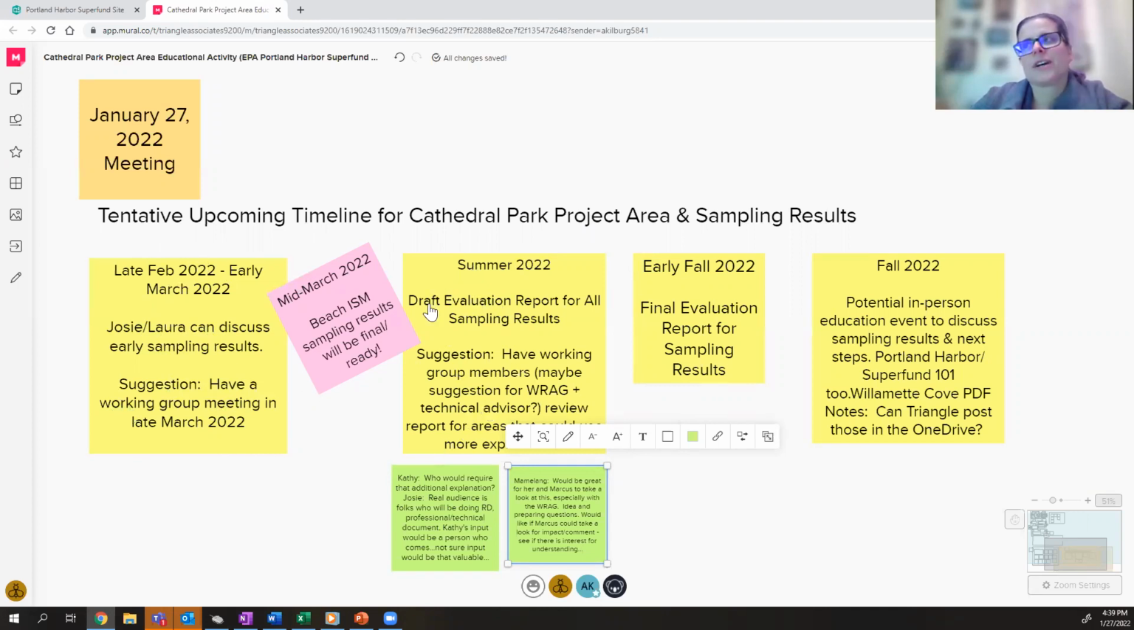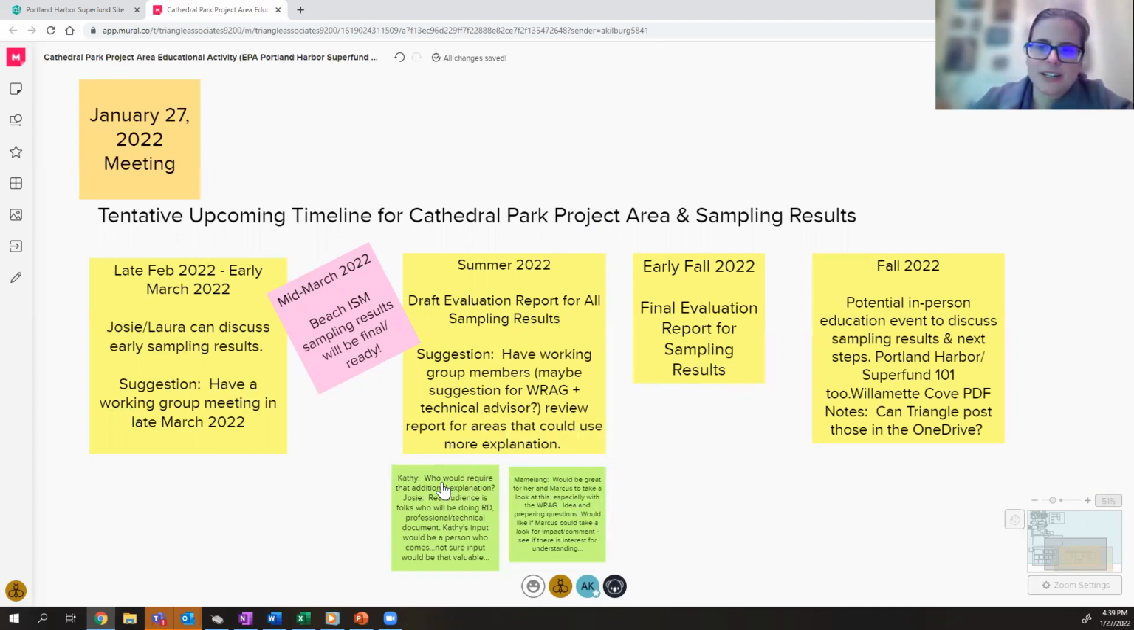And then we were just talking about a draft evaluation report that we're anticipating will come out in the summer, and whether it is worth folks' time in this working group to get a draft of that or not, because comments won't change the evaluation, but it would be before the final report's published. So that's where we were at right now.